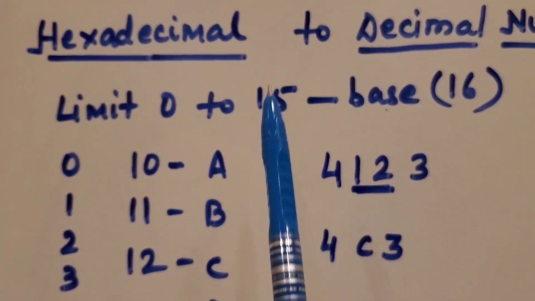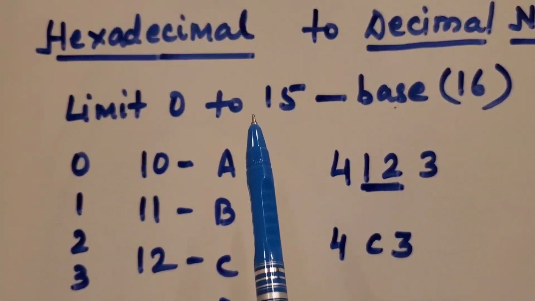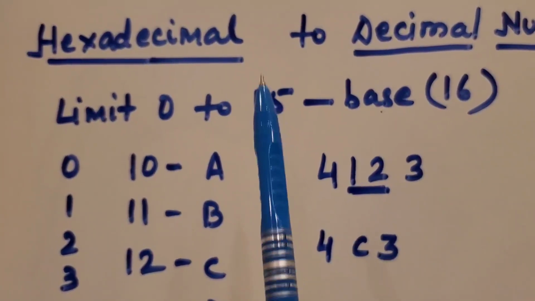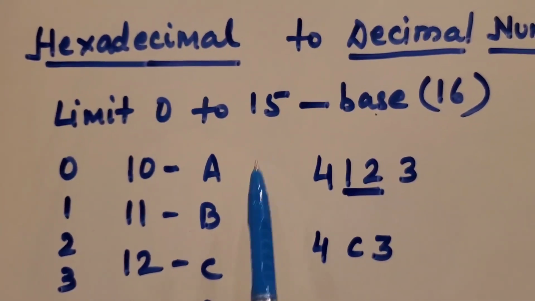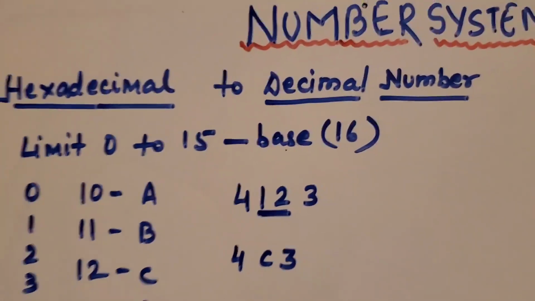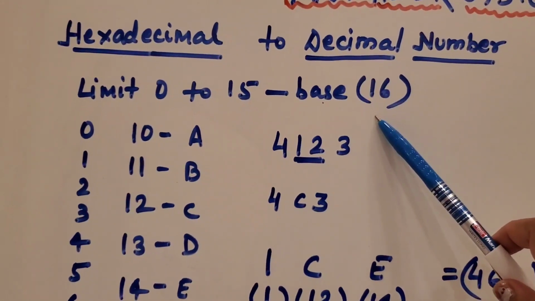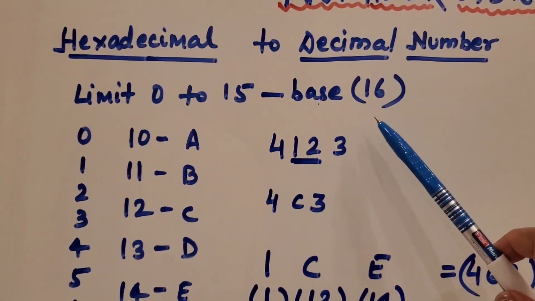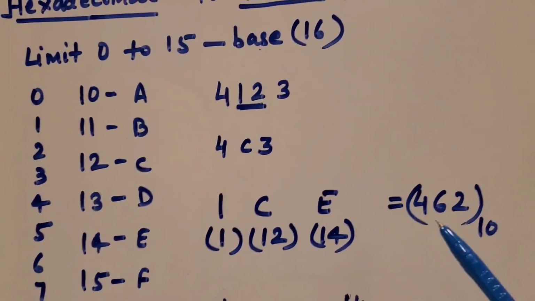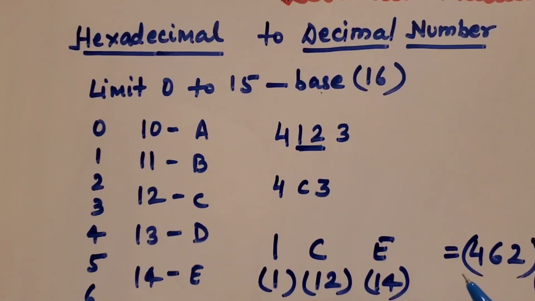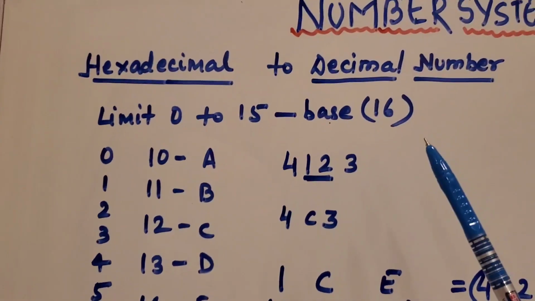Means your answer must come in between, not more than that. In binary, the answer always comes in 0 and 1, and in octal, always the answer comes in 0 to 7, not more than that. And its base is defined by 16. So any number whose base is written 16, we call it a hexadecimal number.